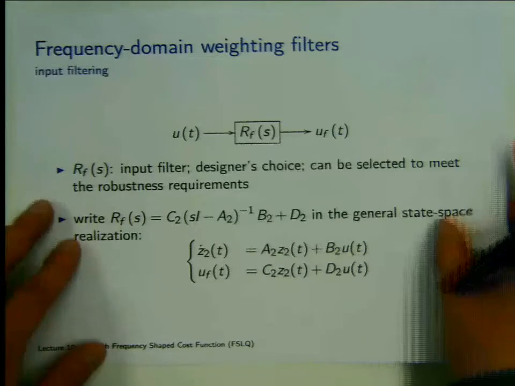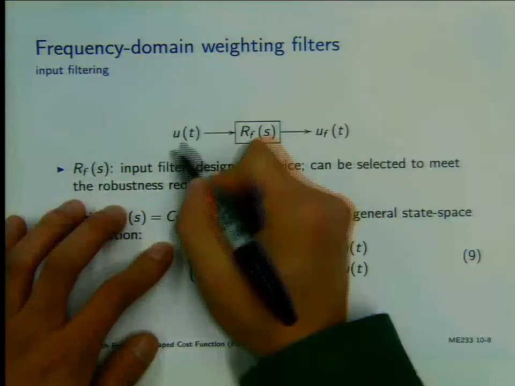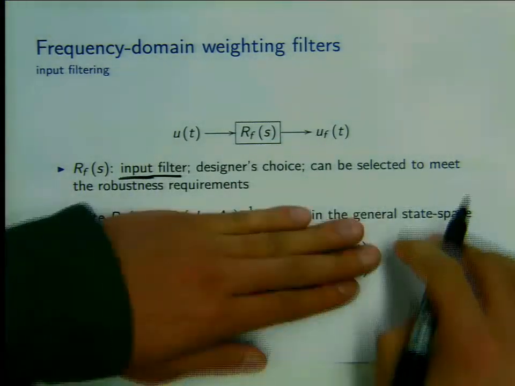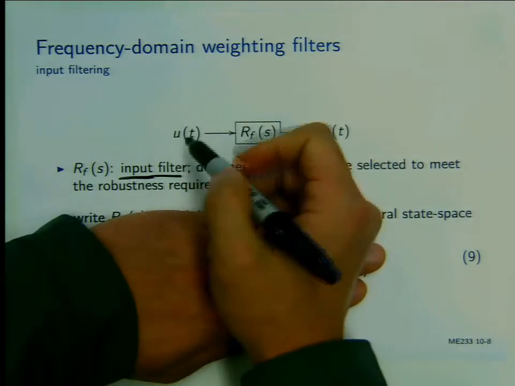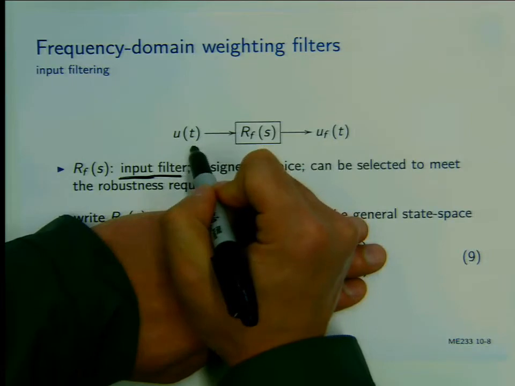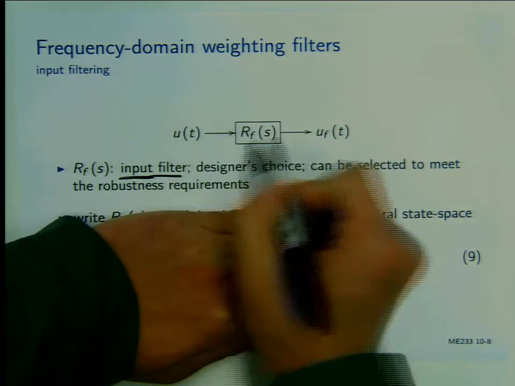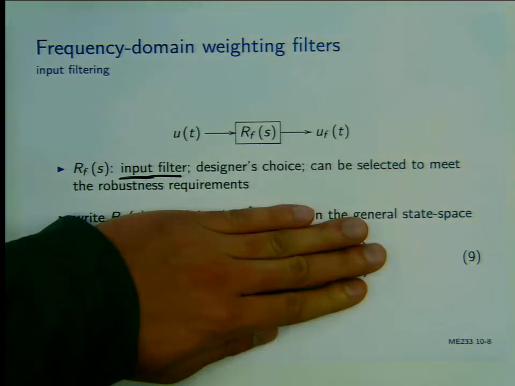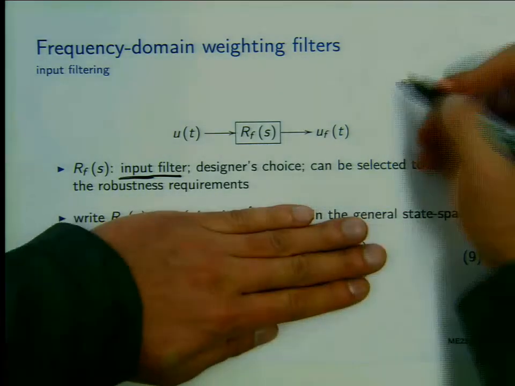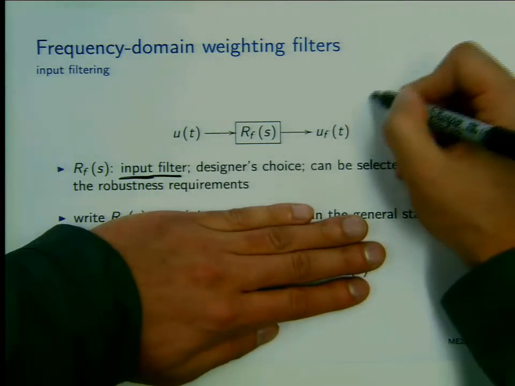So exactly the same thing for the input filter. Now let me ask you, let's come back to the question. If the system has a lot of measurement noise, high frequency measurement noise, what should RF be selected as? High frequency, high pass filter, right? Exactly the case.